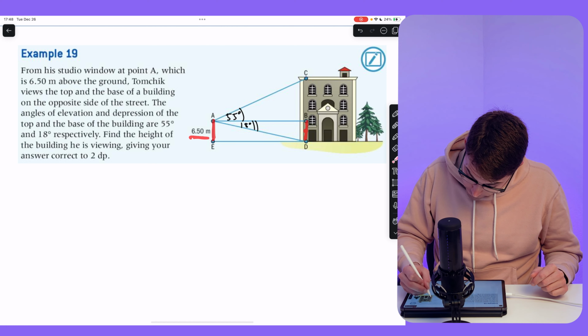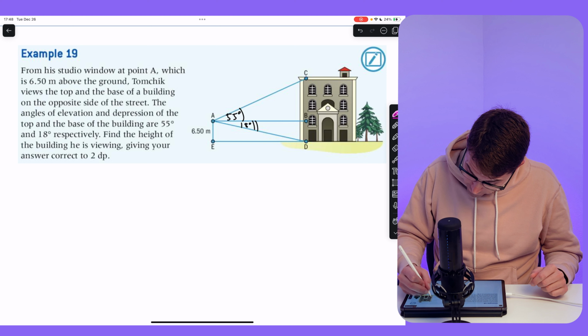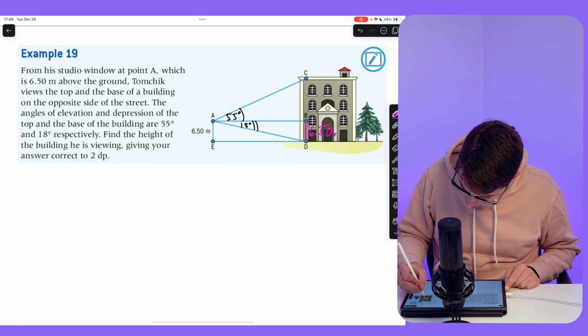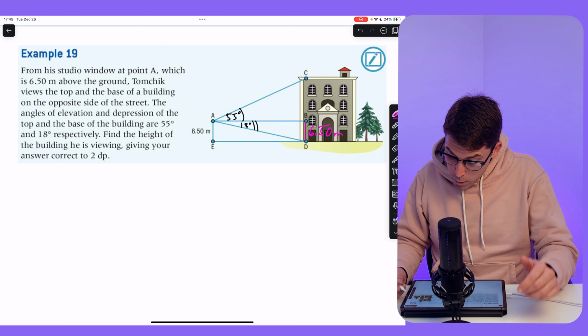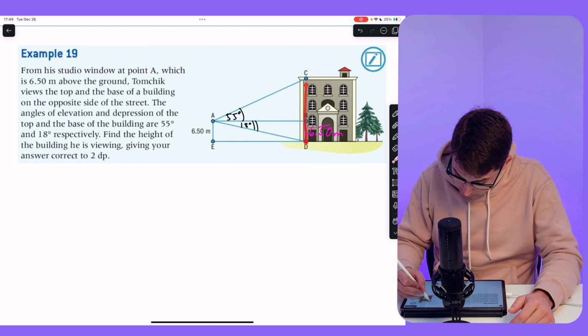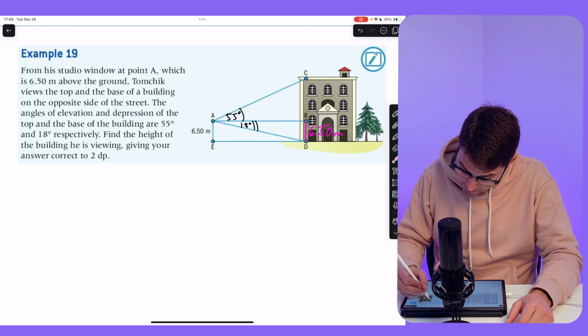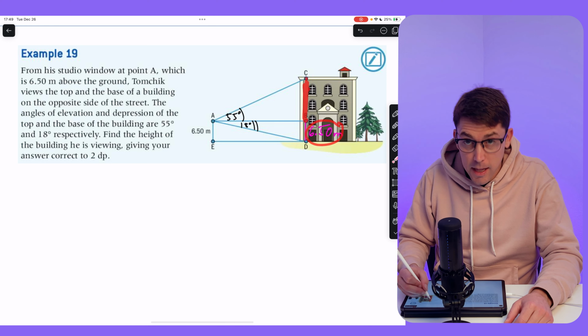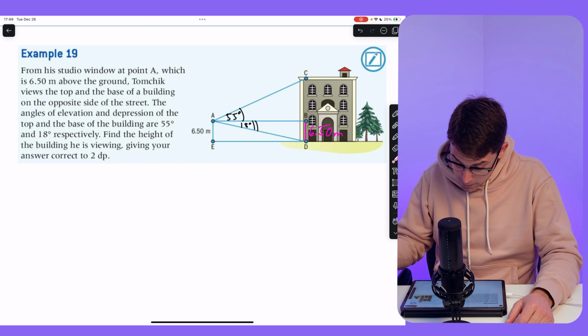So we know that he's viewing these buildings from a height of 6.5. And that 6.5 is also going to be represented over here. That's one of the advantages of drawing a diagram, is that you can clearly see these shapes and relationships. So we'll have 6.50 meters over here. Now, what we want to do is find the height from D all the way up to C. So what we're missing is B to C, because we know that this is 6.5. We've got to figure out what this second length is in order to find the total height.